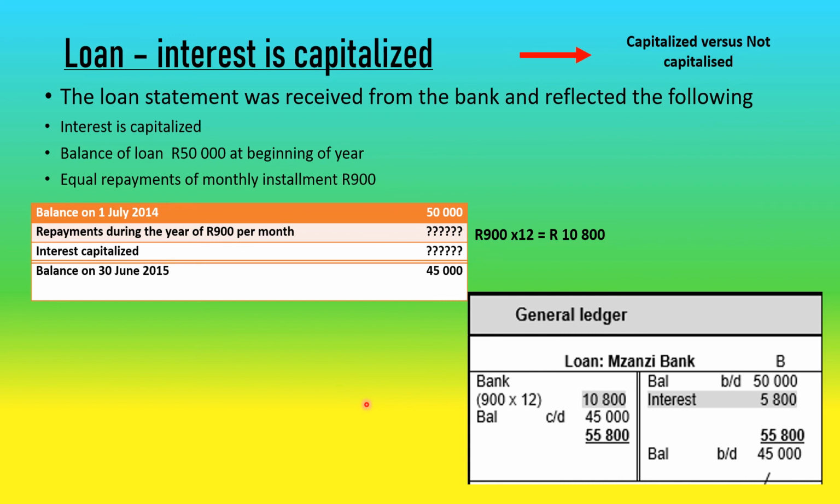You would know I'm a big fan of the T account, and I would use the T account to solve it. I'd bring down the balance of 50,000. I would have the bank repayments of 10,800 and I would have my closing balance of 45,000, which I was given. This helps me to automatically calculate my interest, which is 5,800 for the year. We could use this method because interest is capitalized. We could use a loan T account to solve it. If interest was not capitalized, we cannot necessarily use the loan T account to calculate the interest that we would like to know for our income statement.